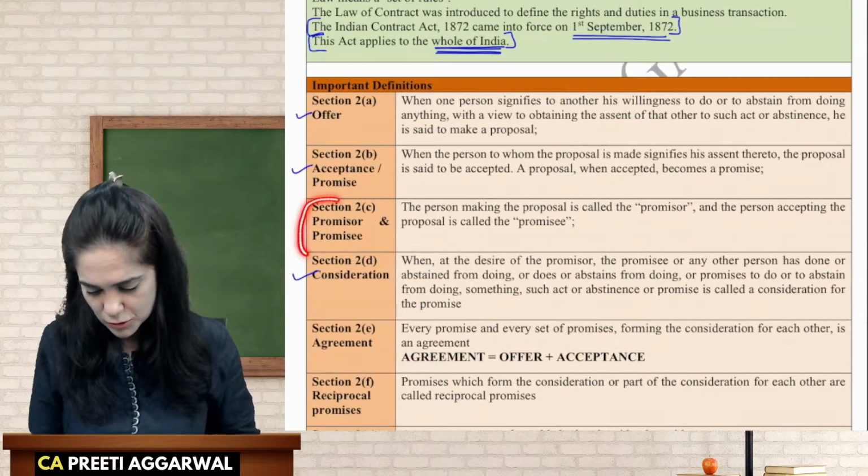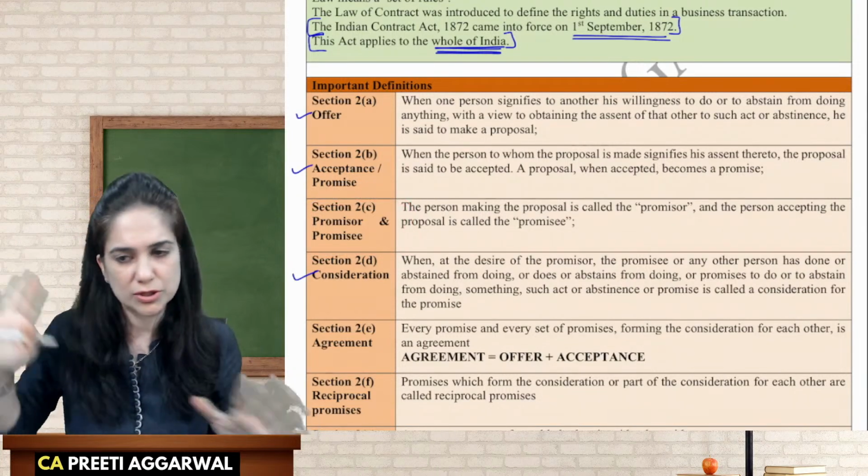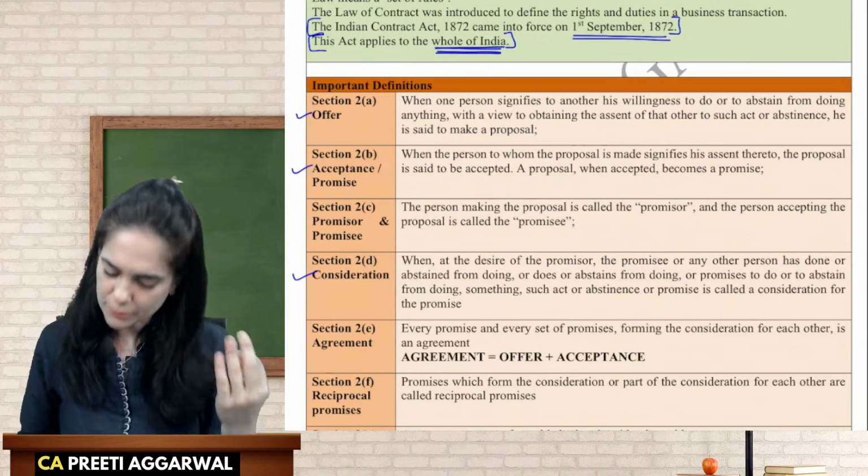We are also going to study the rest, because it's exam oriented, but that doesn't mean I'm going to leave certain sections. No, we will cover everything. But what is most important are these sections.